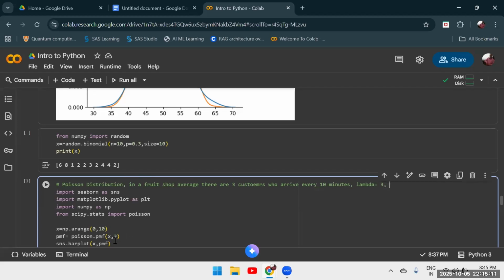Why am I assigning it 3? Because 3 customers are coming every 10 minutes. And why am I assigning 10 here? Because the time I need is 10 minutes. That's why I'm creating an array and arranging it as 10. For every 10 minutes, I'm getting 3 customers, so hence I'm saying 3.